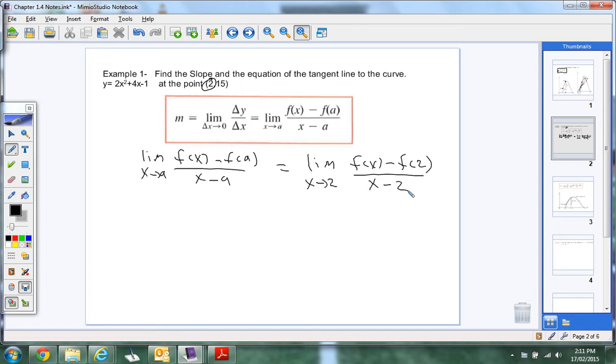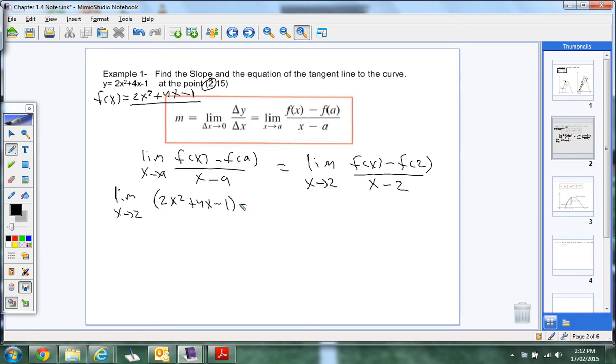Now this is where we have to use our brain, remember everything, and tie in our pre-calc. Do we know what f of x is? Yes. It's right here. Technically, I probably should put this in the problem. This is f of x, so I'm going to put that in. Limit as x goes to 2, I'm going to insert 2x squared plus 4x minus 1. That's the f of x.